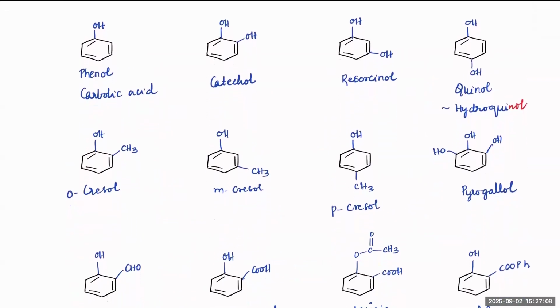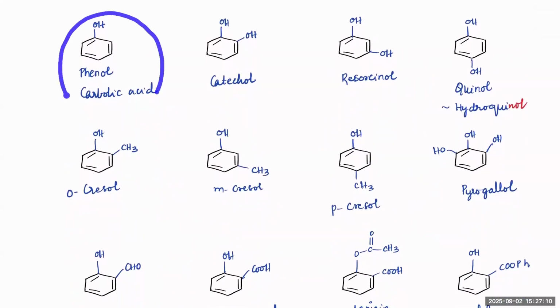Let's discuss phenols. Phenol is alternatively called carbolic acid. If you have two OH groups adjacent to each other, that is called catechol. If they are meta to each other, resorcinol. If they are para to each other, we call it quinol or hydroquinol.